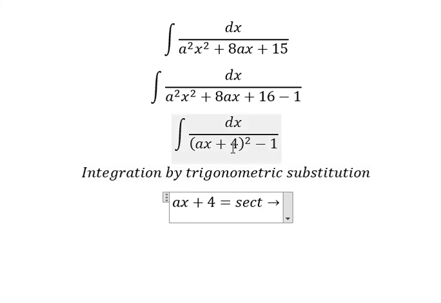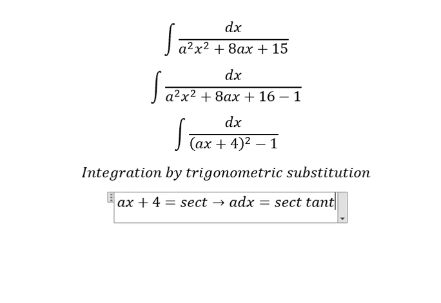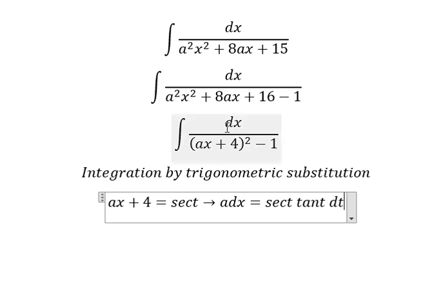So if we put this one in here, you will get secant squared t minus 1, and we change it to tan squared t. Later we simplify by dx. So we first take the derivative of both sides. You get a dx equal to secant of t tan t dt. Because we don't have a in here, we divide both sides by a.